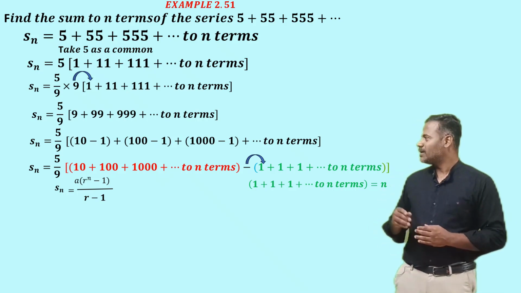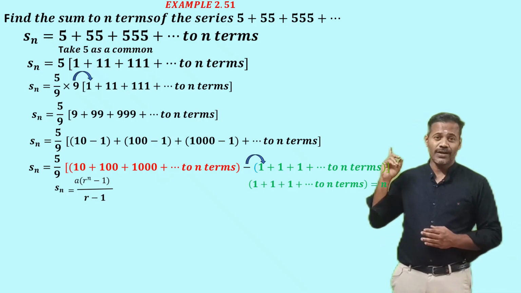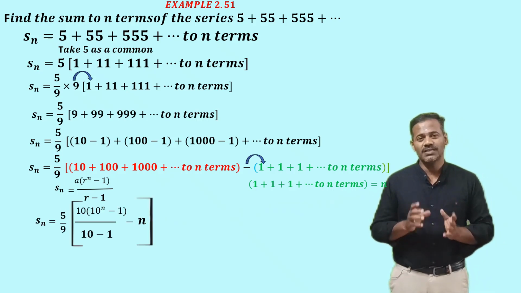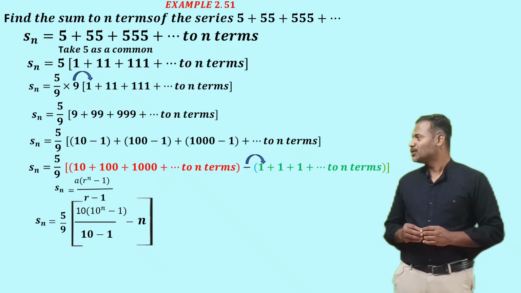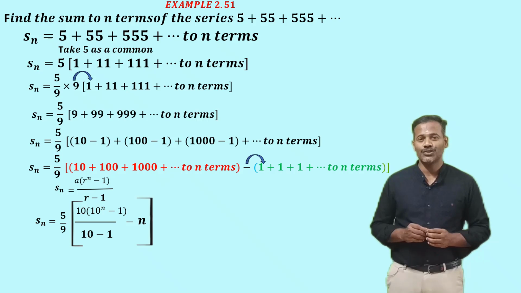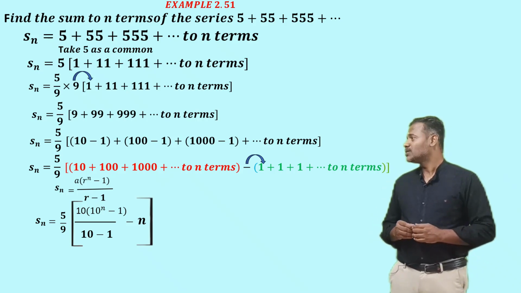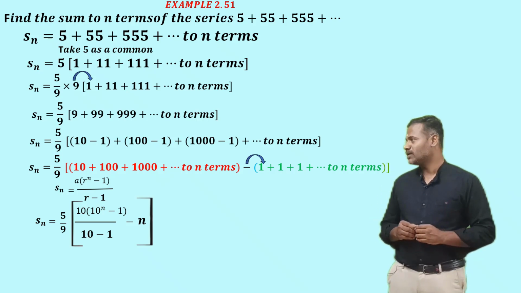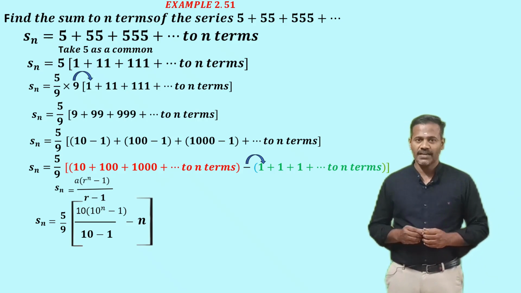And how do we write 1 plus 1 plus up to n terms? That is just written as n. And what about a? It is 10. And what about the common ratio? It is also 10. So 10 into 10 power n minus 1 divided by 10 minus 1, minus n, as it is.